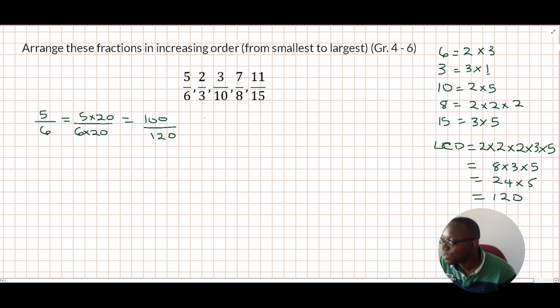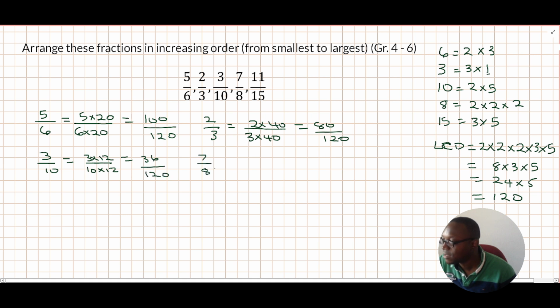The next one is 2/3. So 2 over 3. I need to have 120 as our denominator. So I'm going to multiply 3 by 40, and then also multiply 2 by 40. This is going to give me 80 over 120. 3 over 10. I'm going to multiply 10 by 12, and then also multiply 3 by 12. And that's going to give me 36 over 120.